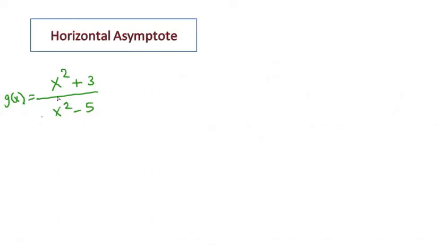The degree of both the numerator and the denominator is 2. We take the variable with the highest power in the numerator and in the denominator. This is going to be x to the power of 2 over x to the power of 2, again, up and down. If we divide these, we get 1. So the horizontal asymptote is at the line y equals 1.